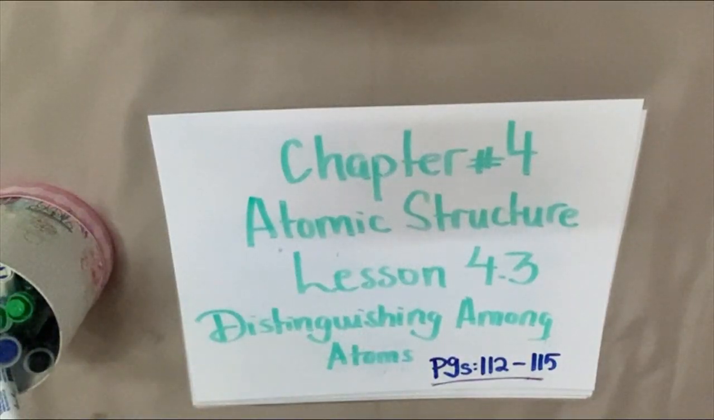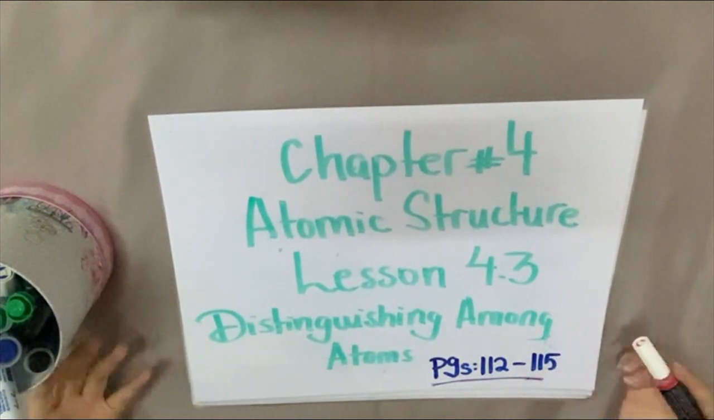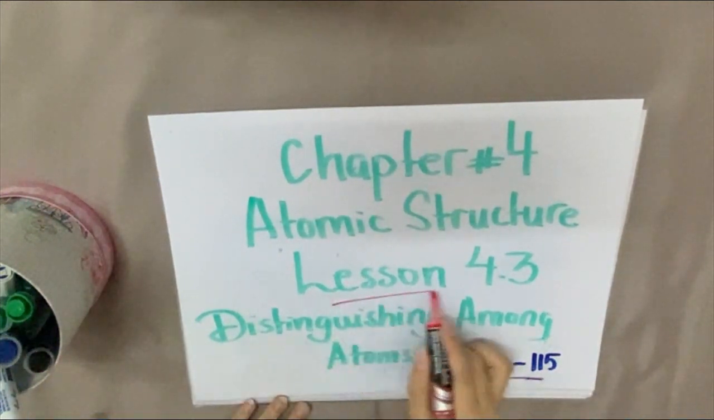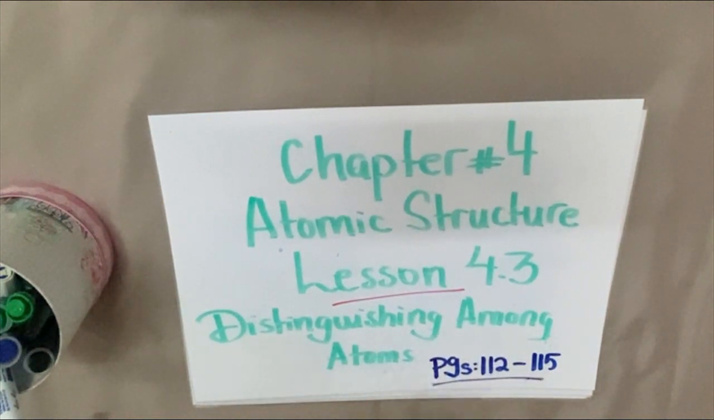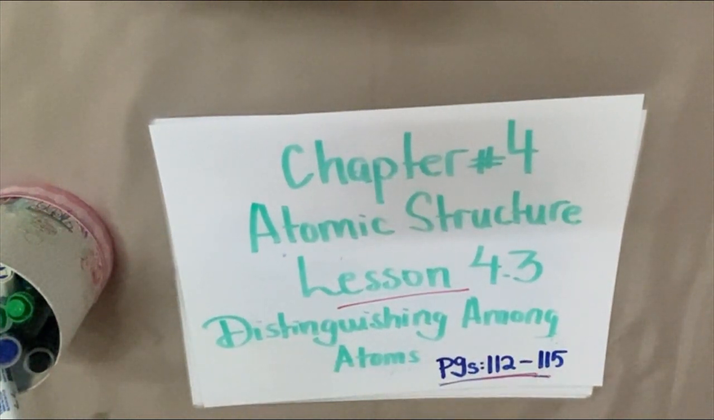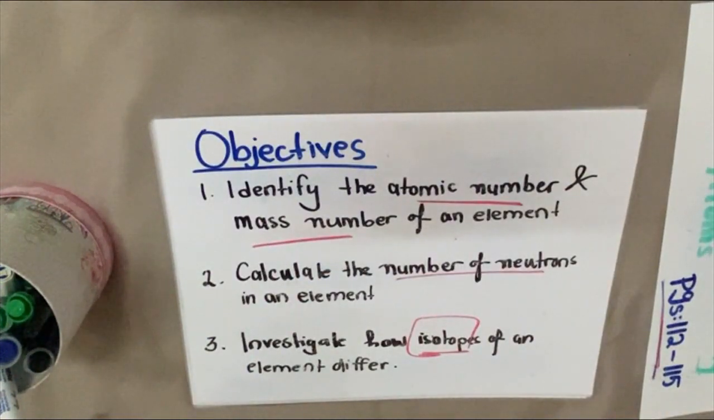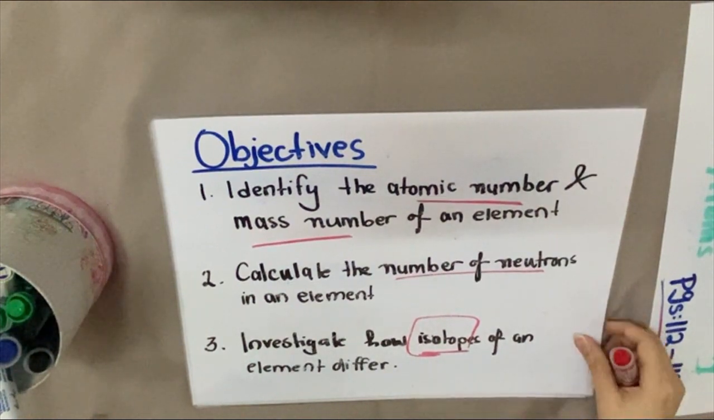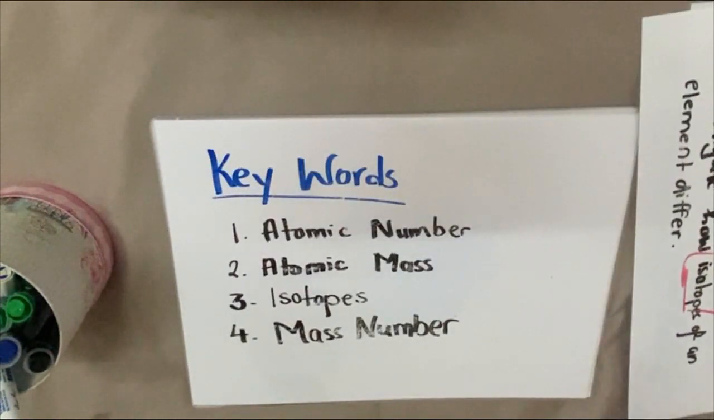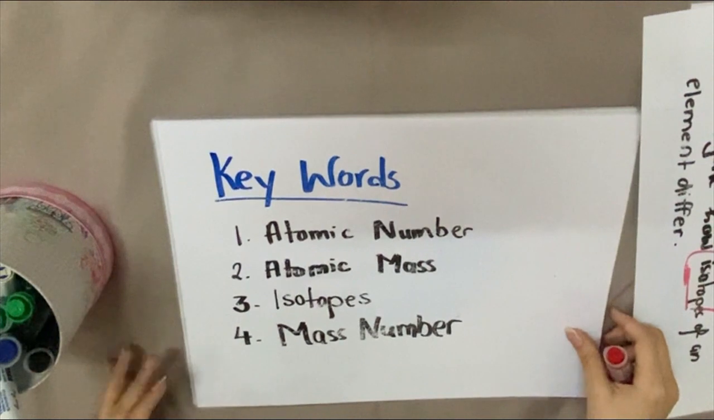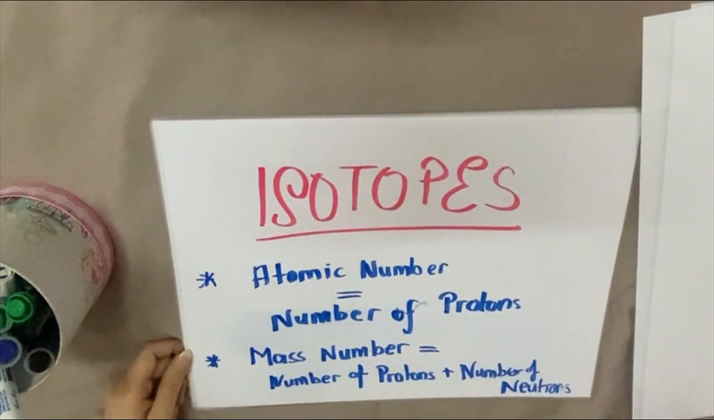Hello class, it's Ms. Rania. We're continuing the last part, or actually the second part of lesson 4.3, distinguishing among atoms, pages 112 to 114 of chapter 4. The objective we're fulfilling in this part of the video is investigating how isotopes of an element differ. Our keywords are atomic mass, atomic number, isotope, and mass number.